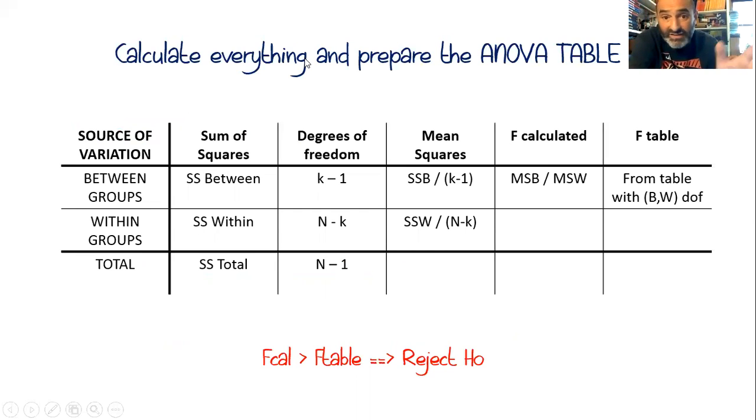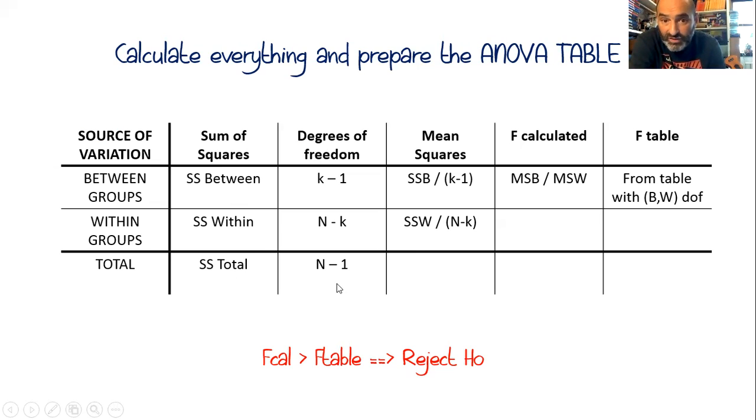And then you calculate everything and you prepare what we call the analysis of variance table. Okay, this is what an analysis of variance table looks like. So in the leftmost column, you have the source of variation: between groups, within groups, and total variation. Always in this order, right? Between groups first, within groups, then at the end, you have the total. Then you have sum of squares: between sum of squares, within sum of squares, total sum of squares. This is a checkpoint, right? When you sum these two up, they should be equal to this one.